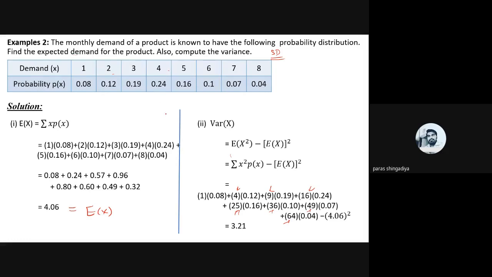And now check the standard deviation. What is the formula of standard deviation? That is equal to the square root of the variance of X. So that equals the square root of 3.21. Just put 3.21 in the calculator and find its square root. That is 1.7916. That is your answer for the standard deviation. Clear?